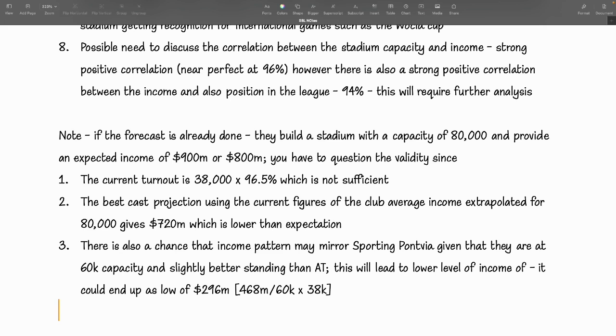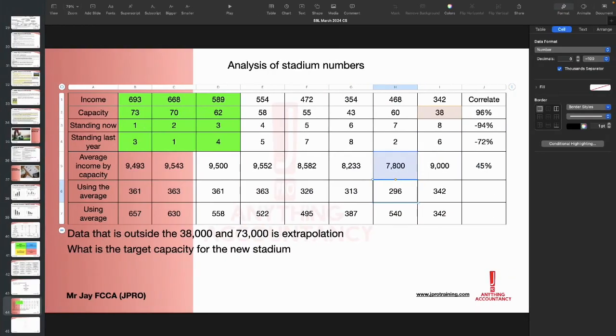Okay, that's basically the current situation. So you might get numbers already given to you, and you may have to comment on the numbers. Okay, that's the stadium numbers, and remember that's a big one you have been given already. So the stadium is a possible issue to discuss.